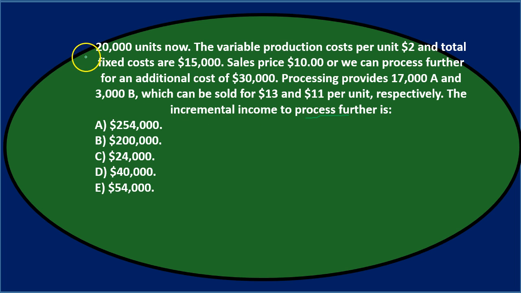Given that information, then we have the 20,000 units now, the variable production cost per unit $2 and fixed cost $15,000. This is what it costs to get to the 20,000 units now, before the split, before we decide whether to process further or not. And therefore, with regards to the question of processing further or not, which usually is the question we're asking, this is irrelevant data. We're looking for the incremental income, those revenues and expenses that will differ between our two options. So we're going to go through that keeping that in mind.